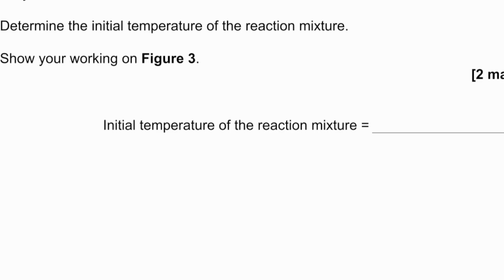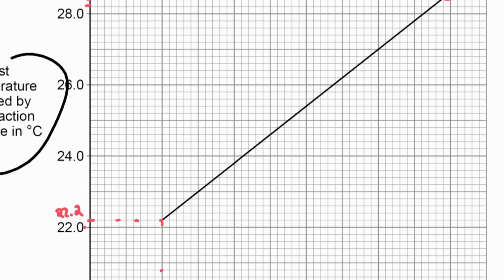Question 2.3 then, the initial temperature of the reaction mixture is where the line of best fit would meet the y-axis. Determine the initial temperature of the reaction mixture. Well, again, we want to go back to our graph. It's taught us what to do essentially, is where the line of best fit meets the y-axis.